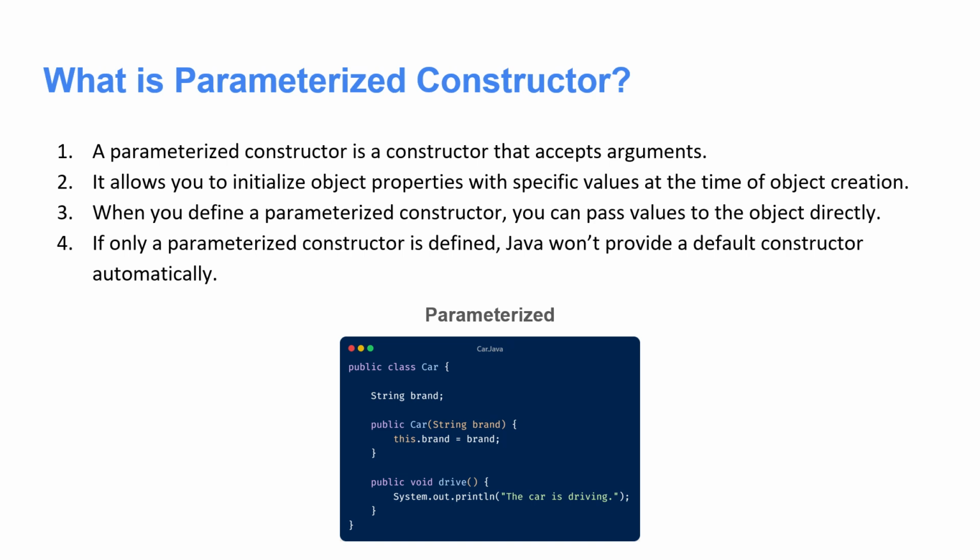What is a parameterized constructor? A parameterized constructor is one that accepts arguments. It lets you initialize object properties with specific values at the time of object creation. For example, you can pass a name, age, or brand directly when creating an object, making your code more flexible and dynamic. But keep in mind, if you define only a parameterized constructor, Java will not automatically provide a default one. You'll need to define that yourself if needed.